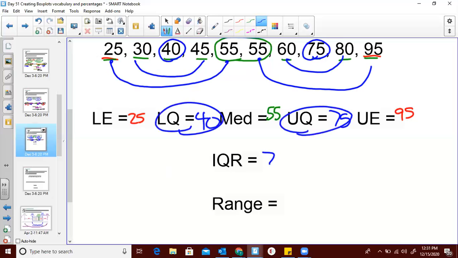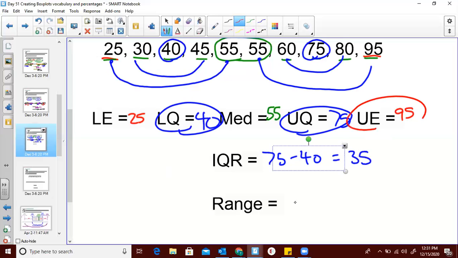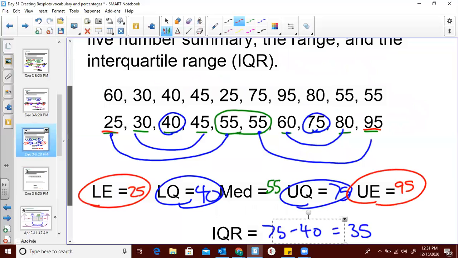Your interquartile range is going to be your upper quartile minus your lower quartile. So 75 minus 40 gives you 35. And your range is going to be your upper extreme minus your lower extreme, which in this case will just give you 70. Let me leave it here for a second so you guys can get that.